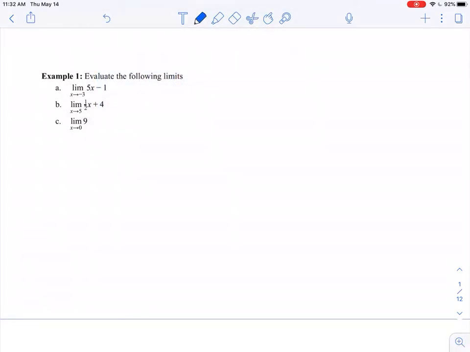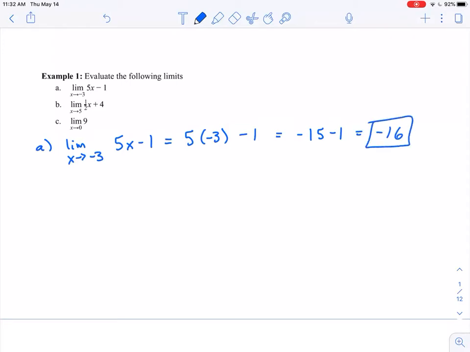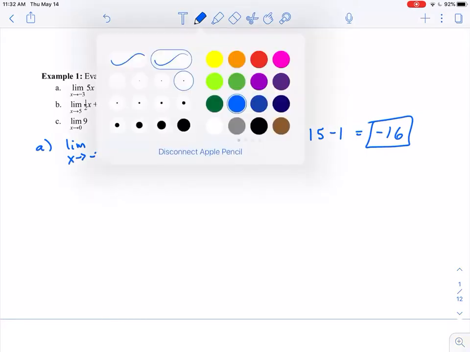So in part A here, I want to know the limit as x approaches negative 3 of 5x minus 1. Here, this is a linear function, so if I want to evaluate this limit, I can just take negative 3 and plug that in for x. So 5 times negative 3 minus 1 gives me negative 15 minus 1, which gives me negative 16. And there's my limit. So hopefully nothing too earth-shattering here.